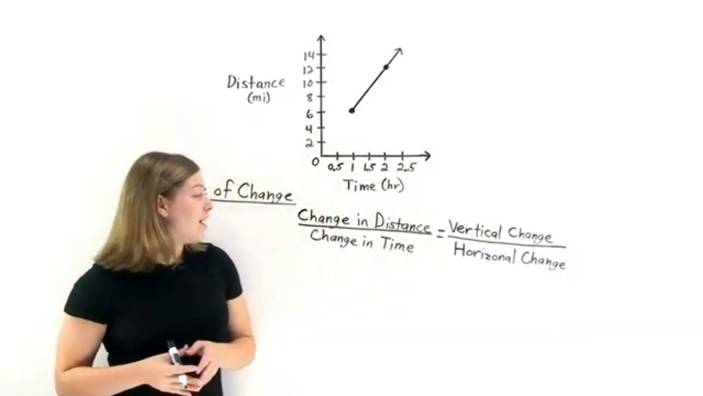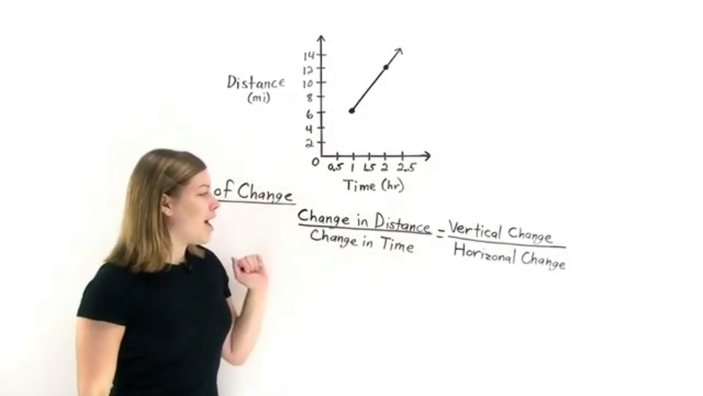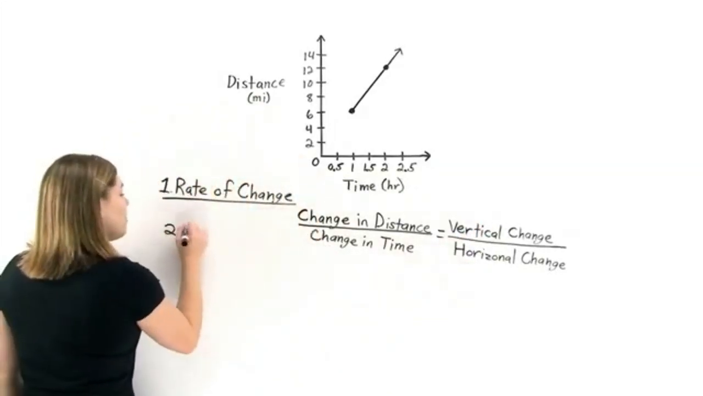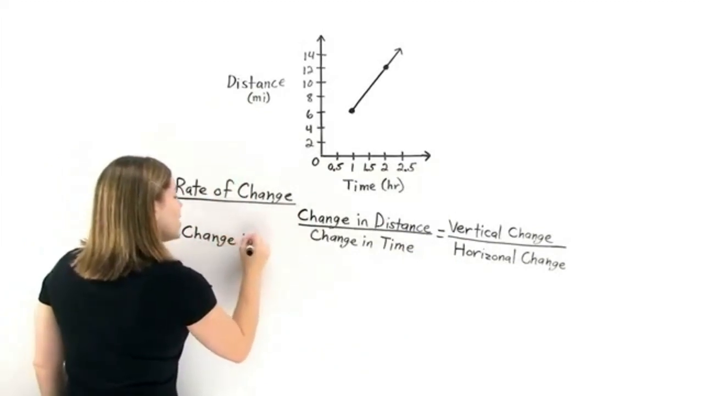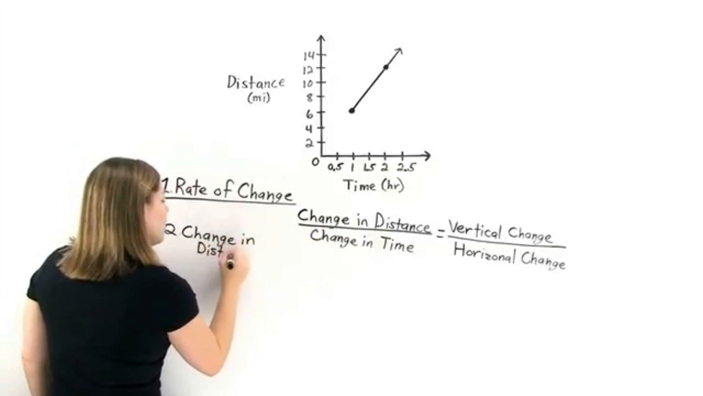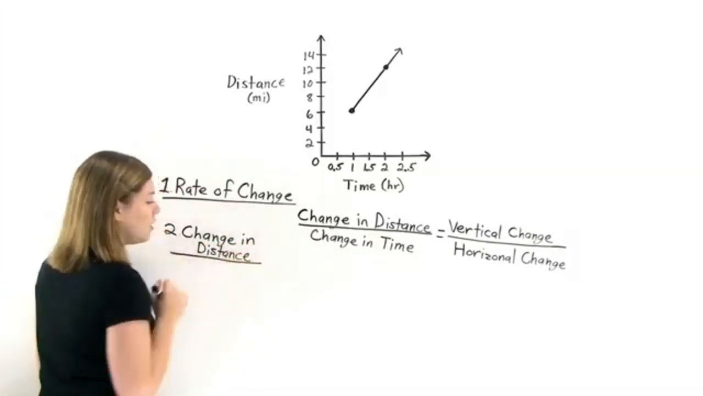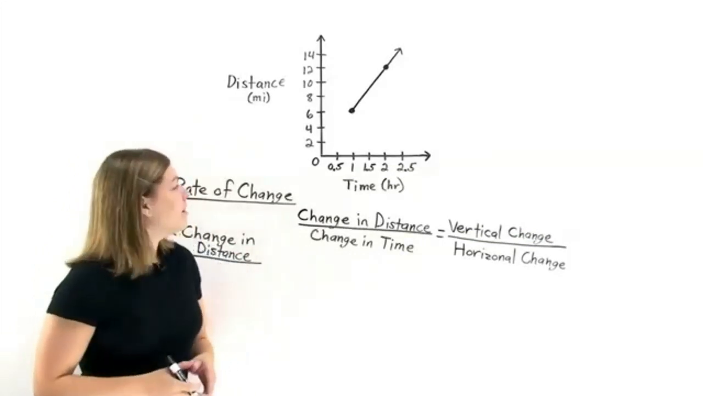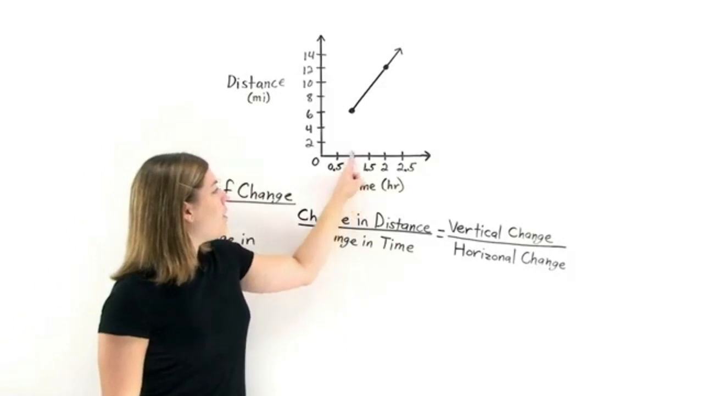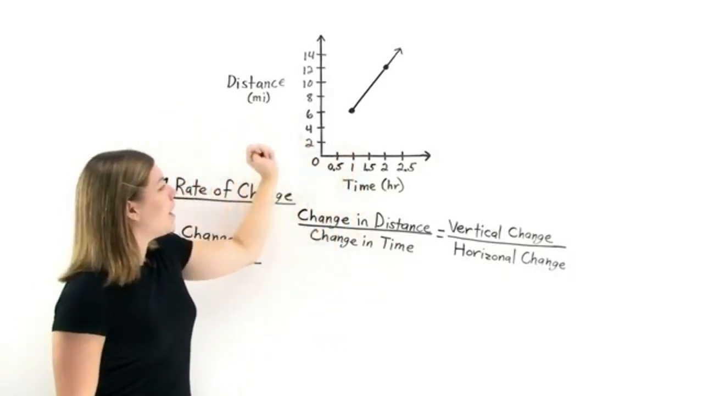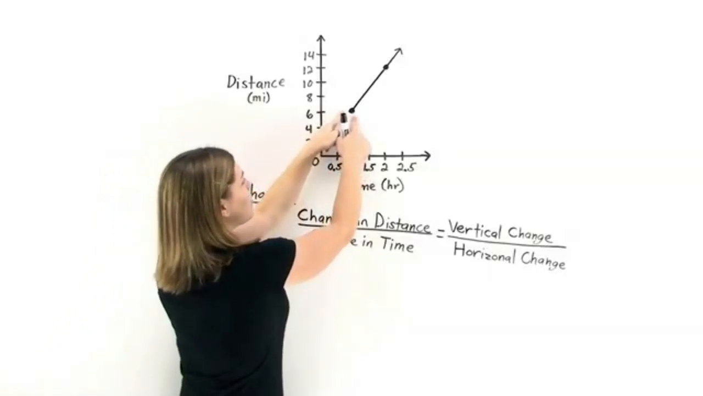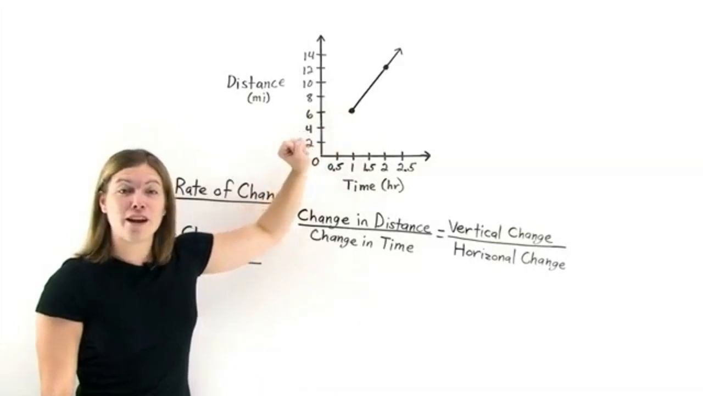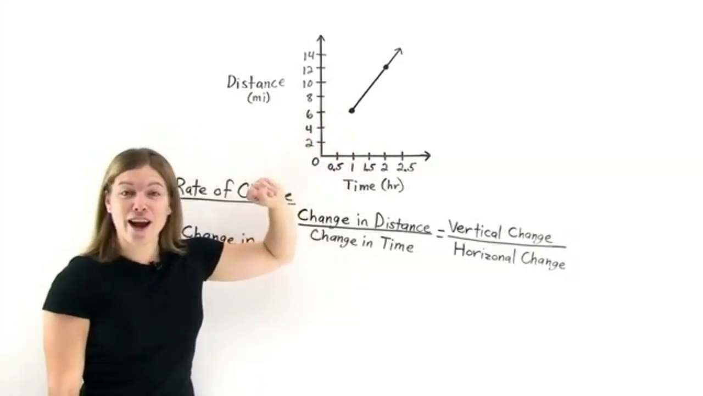So now we know what we need to find: the change in distance and the change in time, or the vertical change and the horizontal change on our graph. So in step number 2, let's try to find the change in distance. So here we'll be looking for the vertical change. Now our problem says that after 1 hour, Sarah has run 6 miles. So here in time we have 1 hour, and in distance we have 6 miles. Well, 1 hour and 6 miles brings us to this point right here. That is the point that represents how far she ran after 1 hour, 6 miles after 1 hour.